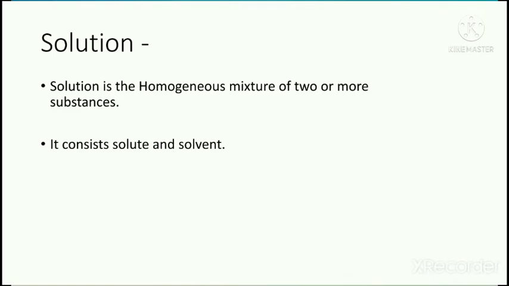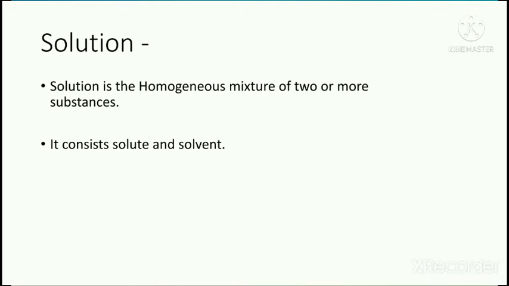Now we will see the meaning of solute. Solute is the substance that is dissolved in solvent. Generally, solute is present in lesser amount in the solution, and solvent is present in greater amount in solution.